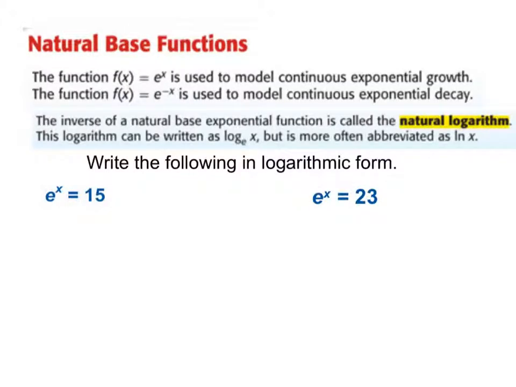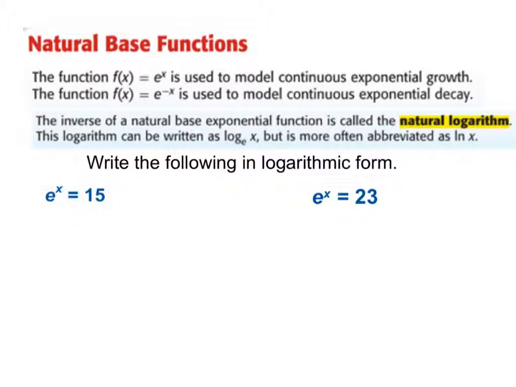Okay, so the natural base functions are base e, and we learned on the previous screen that e is 2.71828. So e to the x is used to model exponential growth. e to the negative x is used to model exponential decay. The inverse is the natural log, and it is just basically log to the base e. Log to the base e is abbreviated ln x, probably like log natural instead of log common, and so that's why it's ln.